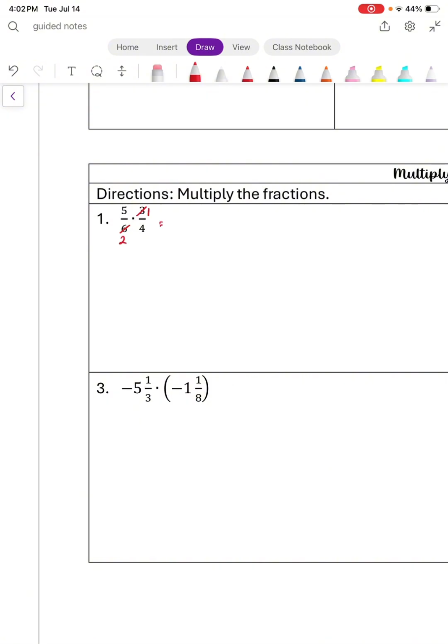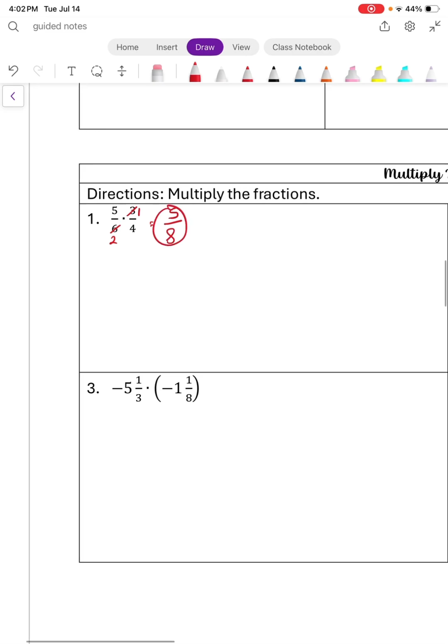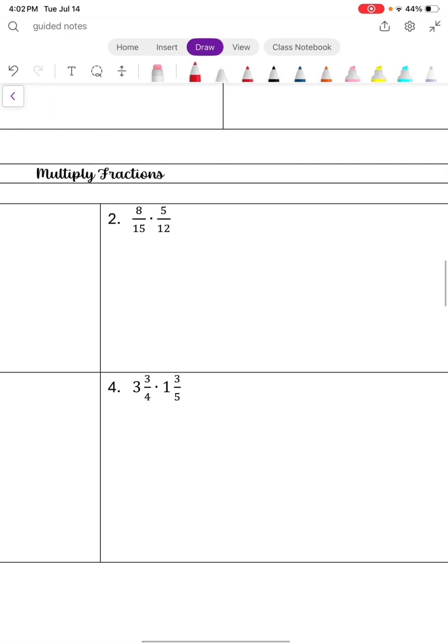And now I have a 5 and 1 on top. When you multiply, it gives you 5. We have a 2 and a 4 on bottom. When you multiply, it gives you 8. So you're done. Always try to reduce at the end. If you cross-cancel and reduce in the problem the way that you're supposed to, you won't have to reduce at the end. So first off, cross-canceling, a top and a bottom that are divisible by the same number.